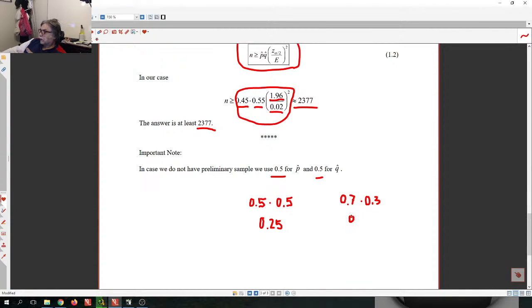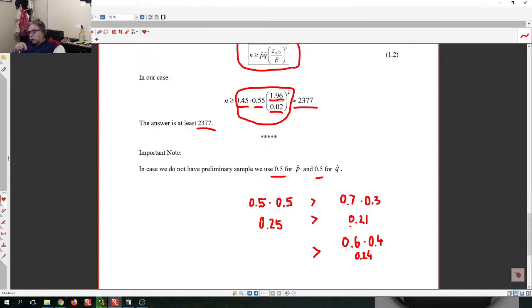That is going to be 0.21, and you can see that this is less than 0.25. You can try something else like 0.6 and 0.4. That will be 60% and 40%. And again, you're going to get 0.24, which is again less than 0.25. You can try any other P and Q, and you will always get less than 0.25.